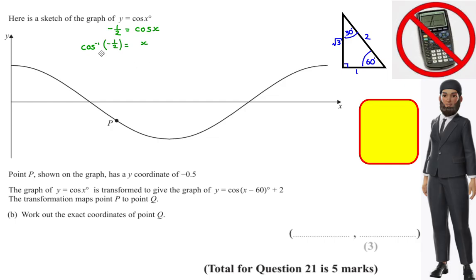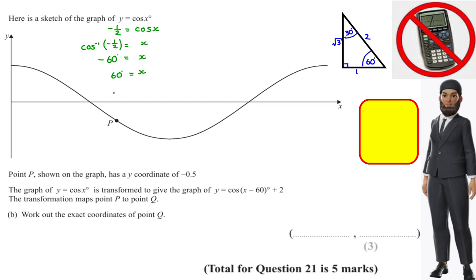So we're looking for the adjacent over the hypotenuse. It looks like it's going to be the 60 degrees angle. The adjacent is 1, the hypotenuse is 2, so because it's a minus a half, it's going to work out to be minus 60 degrees. This is exactly the same because it's a perfect reflection in terms of cos. You could also rewrite it as 60 degrees as well.